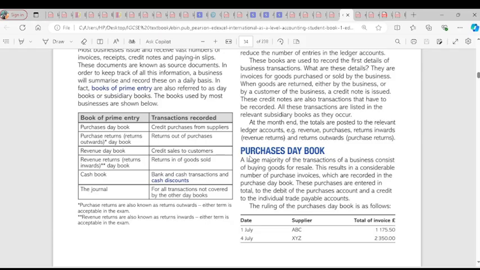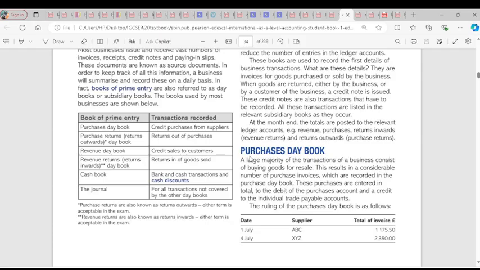Then we have the cash book. For the cash book, we have our bank transaction, the cash transaction, and the cash discounts. Okay. So sometimes you get discounts. Then we have the journal for all transactions that are not covered by purchases, revenue, and cash. So you have a journal for that.